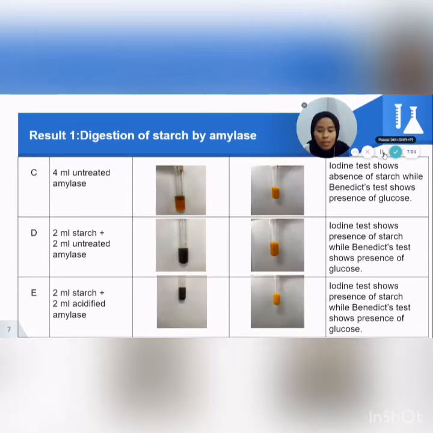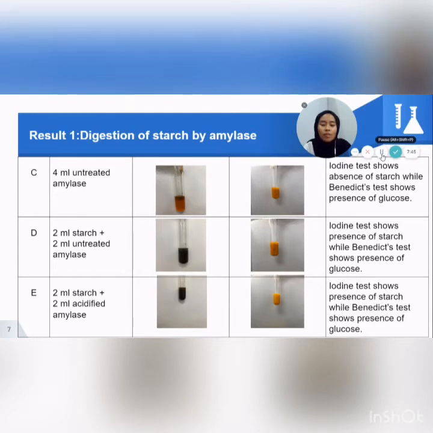For paired test tube D, the blue-black solutions are formed in iodine test, while the darker orange solutions form in Benedict test. Iodine test shows the presence of starch, while Benedict test shows presence of glucose.